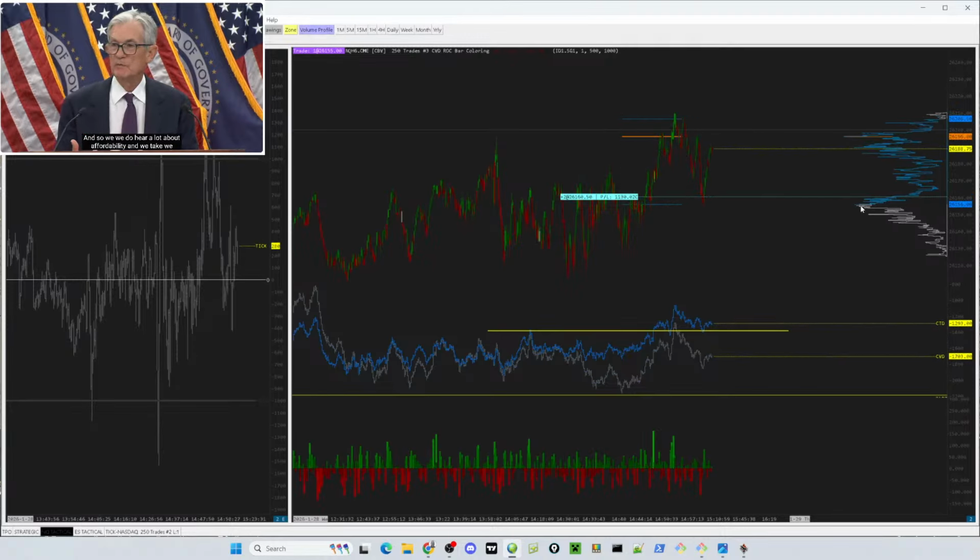So that little high volume node there held. If it can pop through this, then it'll keep going.